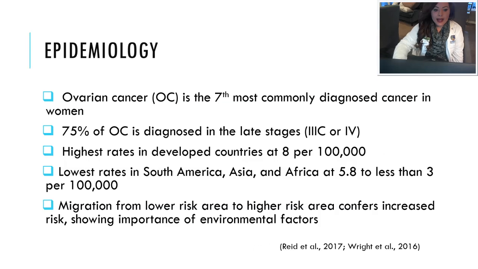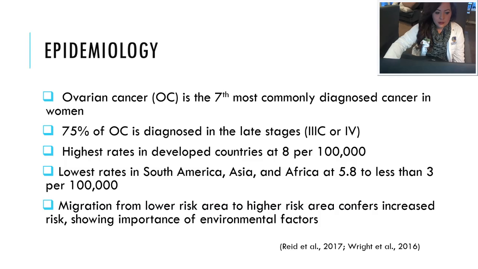Ovarian cancer is the 7th most commonly diagnosed cancer in women. 75% of ovarian cancer is diagnosed in the late stages, meaning either 3C or 4. And in the late stages, ovarian cancer is harder to treat and has a higher death rate. The highest rates of ovarian cancer are in developed countries at 8 per 100,000 women. The lowest rates are in South America, Asia, and Africa at 5.8 to less than 3 per 100,000 women.